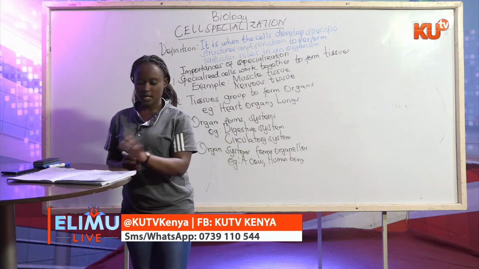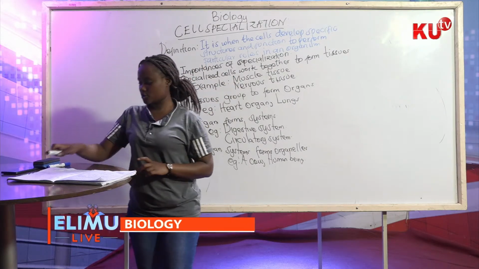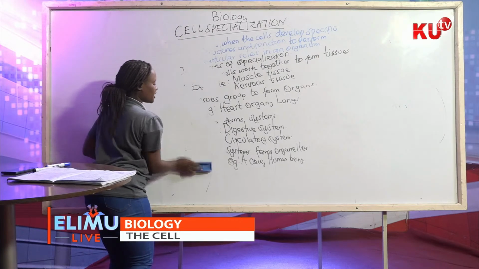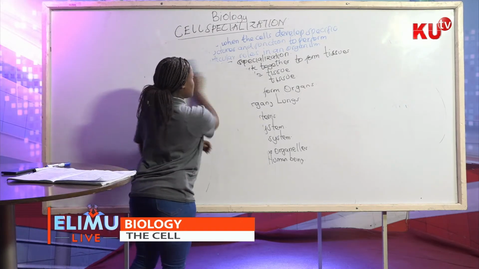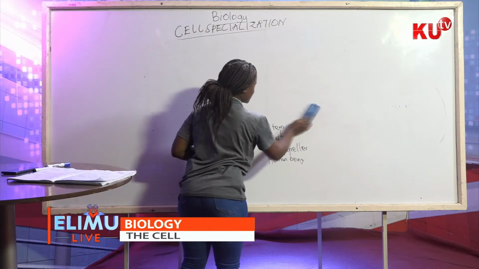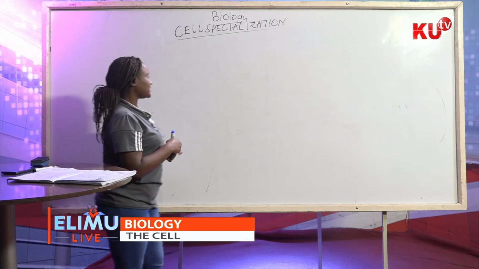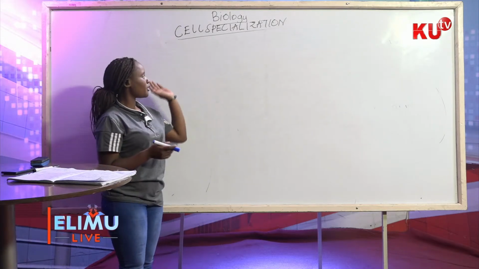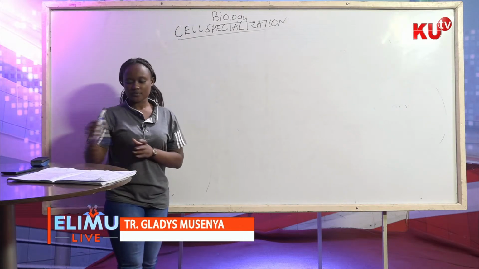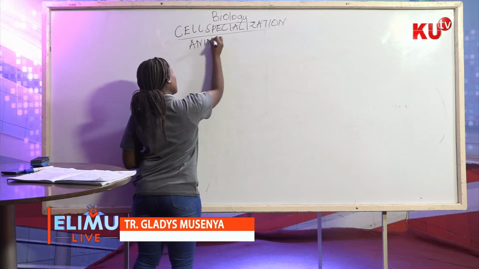Now let's talk about the animal tissues. We have plants and animals, animal cell, plant cell. We have organ system from the plants and the organ system from the animal. So we are going to have animal tissues.